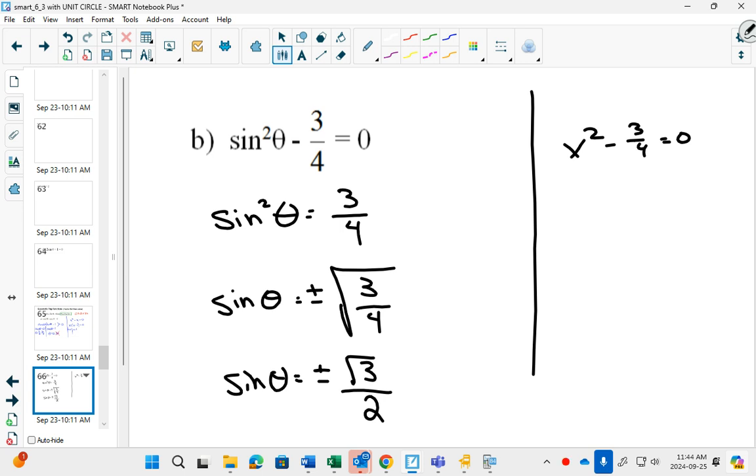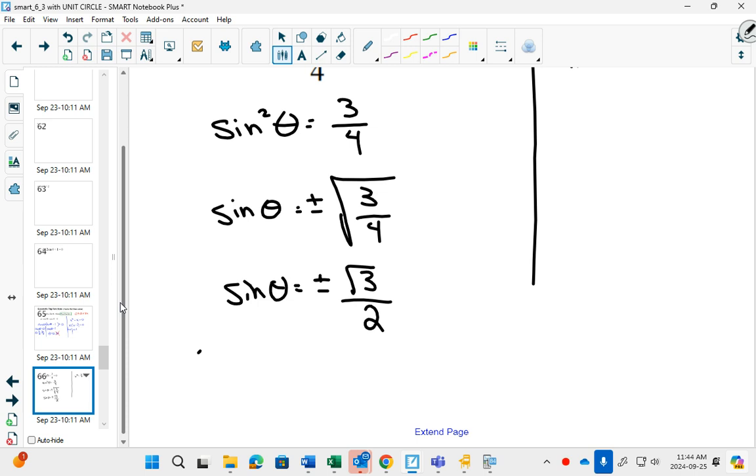What family has root 3/2 for your y coordinate? If we find the family, then we find our reference angle. We know that our family is the pi/3 family. Again, I suggest memorizing one really well. I have sine of pi/6 as a half. So as soon as I see it's not a half, I know it's not pi/6. So then it's probably pi/3.